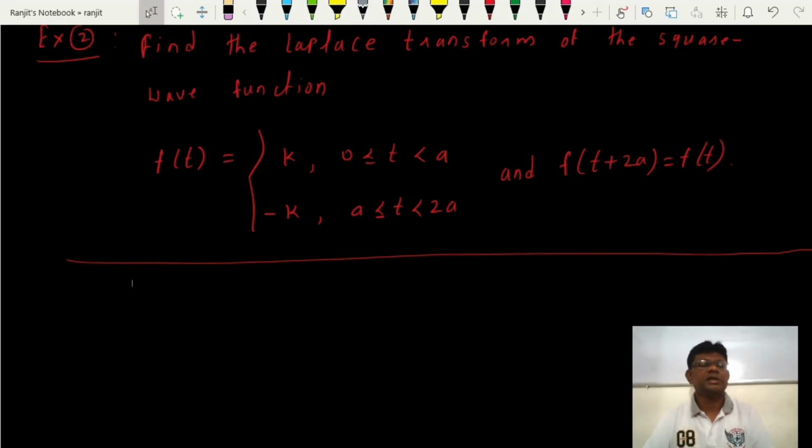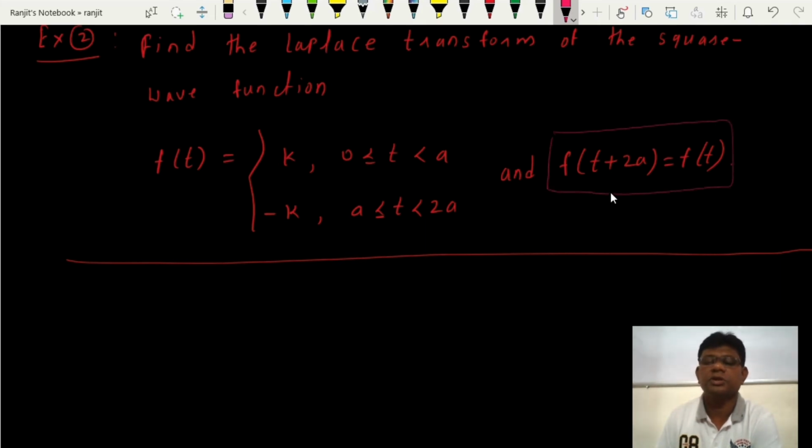Now, second example: find the Laplace transform of the square wave function. f of t is equal to k if t is between 0 and a, and f of t is equal to minus k if t is between a and 2a, and f of t plus 2a is equal to f of t. This is the definition of a periodic function. So the given function f of t is a periodic function with period capital T equal to 2a.